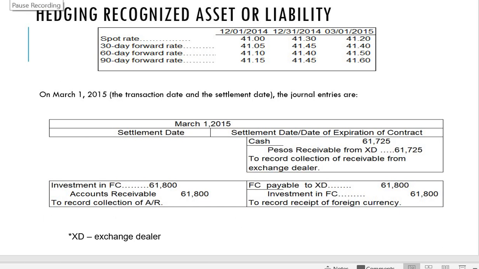Okay, so those are our journal entries at the date of transaction, the balance sheet date, and the settlement date. And we're done with the transactions on recording the hedged item and hedging instrument in hedging a recognized asset or liability. So we'll have further discussions on accounting for derivatives and hedging foreign currency transactions in our next video. So thank you.